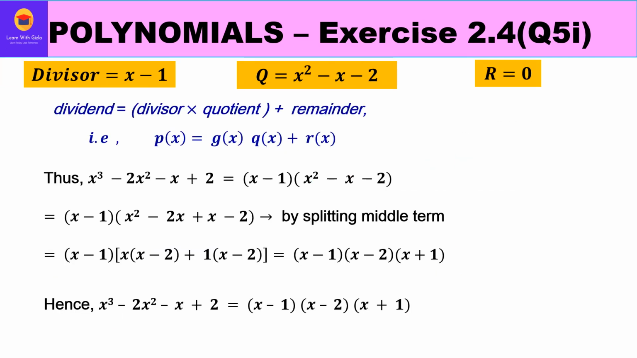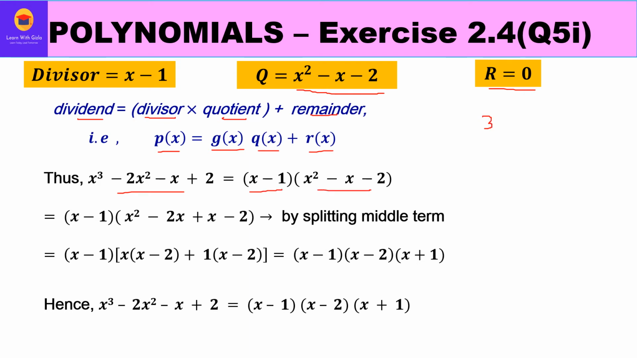Now according to the division algorithm, dividend is equal to divisor into quotient plus remainder. That means the given polynomial p(x) is equal to g(x), the divisor, q(x), the quotient, plus the remainder, that is r(x). Now by the long division process we have calculated the remainder has come 0 and the quotient is x square minus x minus 2. Right. So we can write the dividend is equal to divisor into quotient.